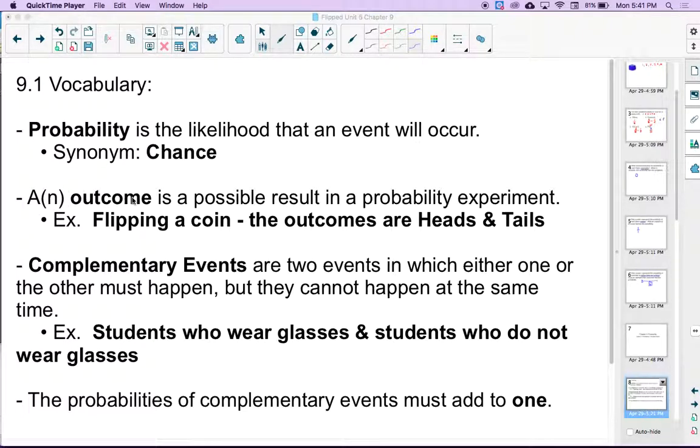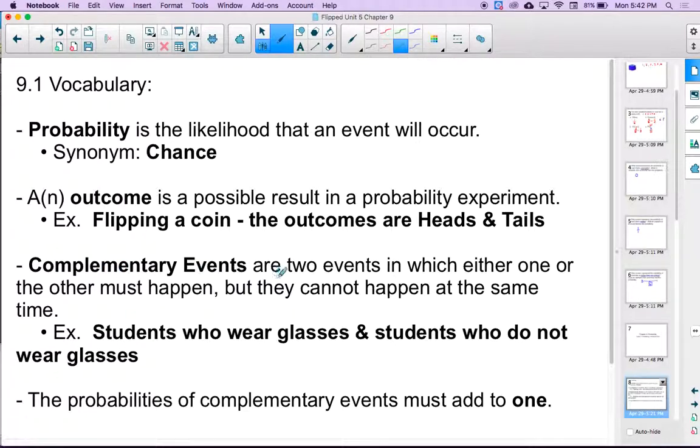An outcome is a possible result in a probability experiment. We talked about that a little bit in the Chapter 9 Lesson 0 video. An example of an outcome, if we flip a coin, the outcomes are heads and tails. Remember, if we roll a die, the outcomes are 1, 2, 3, 4, 5, 6. So they're what we could get as a possible result in a probability experiment.